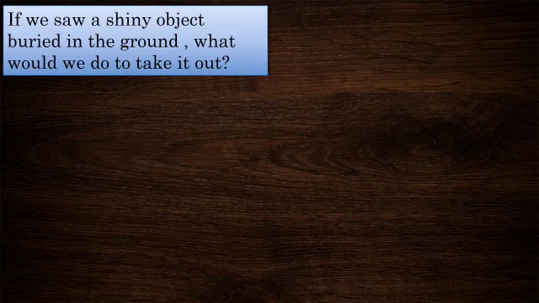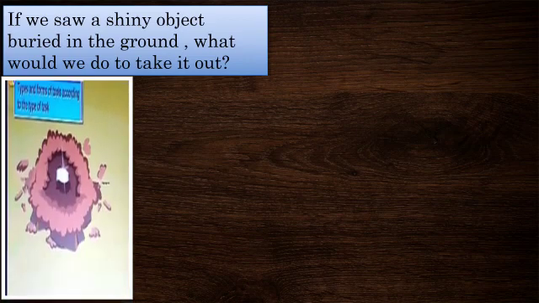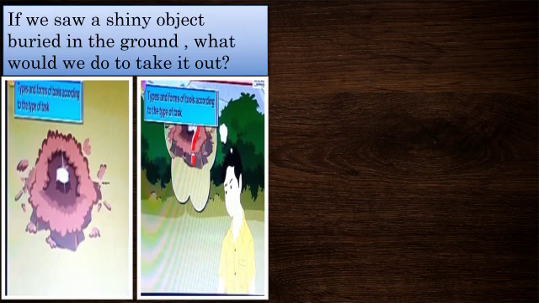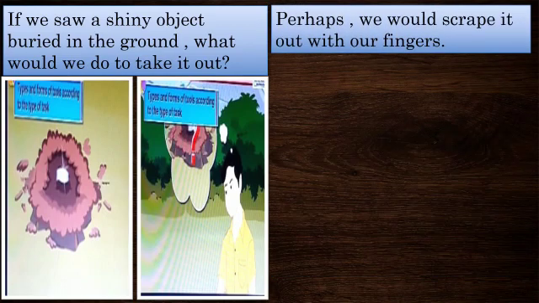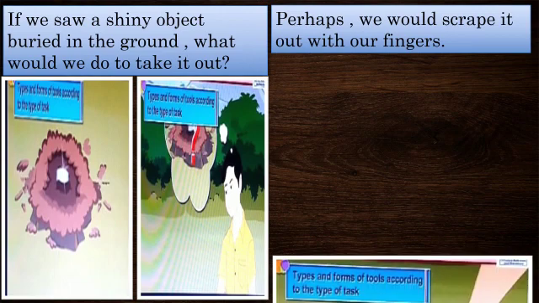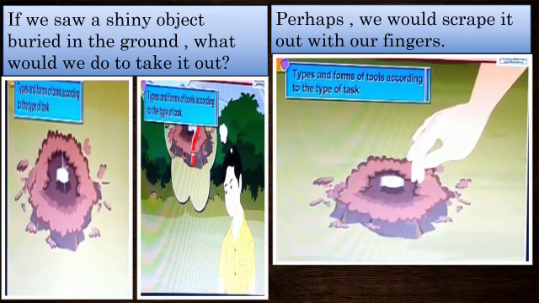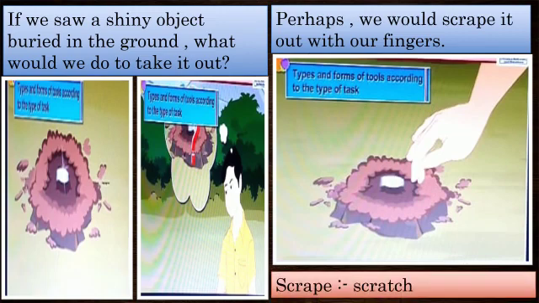If we saw a shiny object buried in the ground, what would we do to take it out? Perhaps we'll scrap it with our fingers. Now, if you want, you can note down the meanings in your textbook. Scrap means scratch. So you will try to remove that shiny object with your fingers by scratching it.